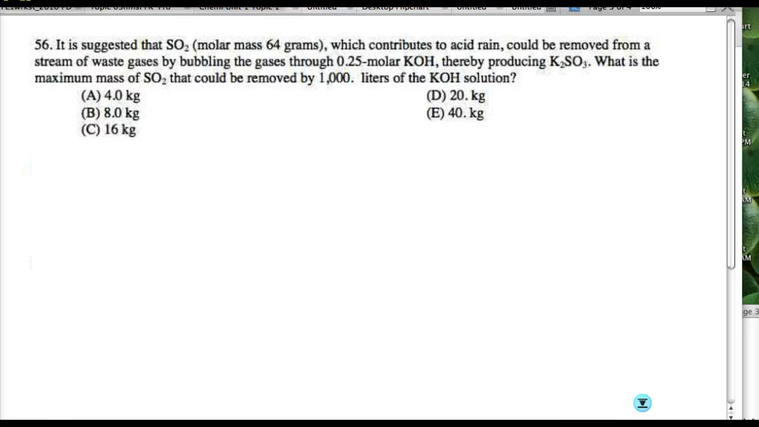Okay, so number 56, 2 more. Number 56. It is suggested that SO2, with a molar mass of 64 grams, which contributes to acid rain, can be removed from a stream of waste gases by bubbling the gases through 0.25 molar KOH, thereby producing K2SO3. What is the maximum mass of SO2 that could be removed with 1,000 liters of KOH solution?